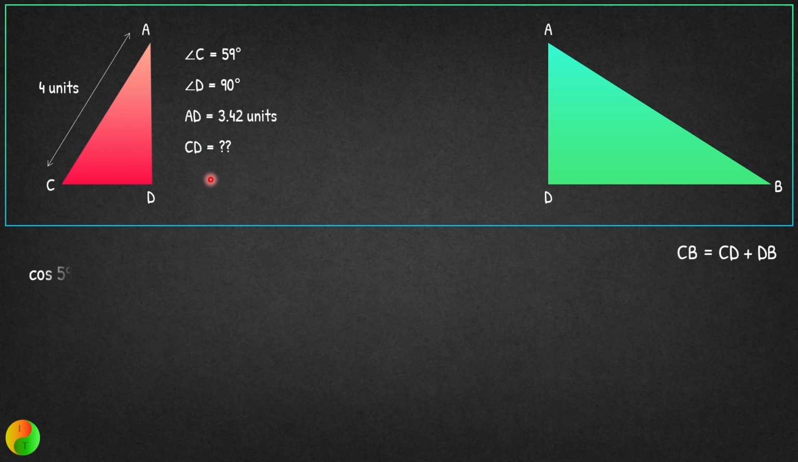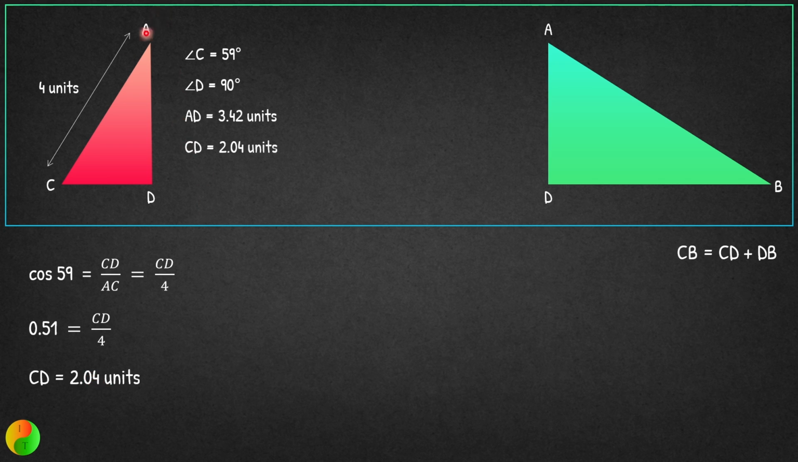What about CD? For CD, we will use the trigonometric ratio of cos for angle C. So cos 59 is equal to the ratio of base to hypotenuse. Base is CD and hypotenuse is AC. So cos 59 is equal to CD upon 4 after substituting the value of AC. Using the cos table, cos 59 comes approximately equal to 0.51. So CD is equal to 2.04 units. So using trigonometry we have found all the unknown sides of triangle ACD.